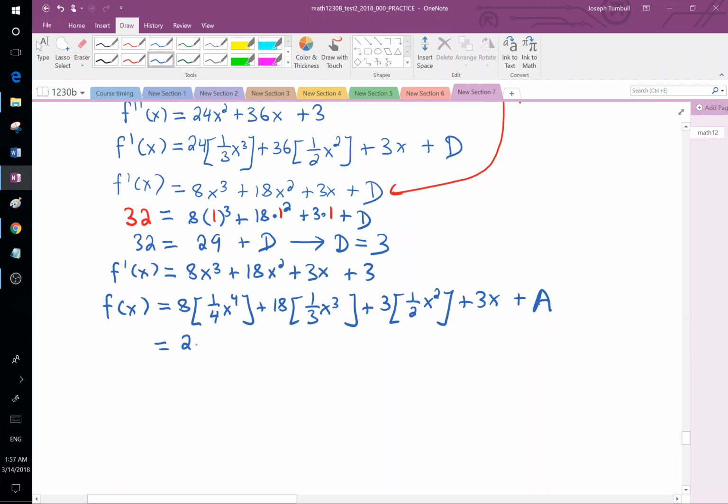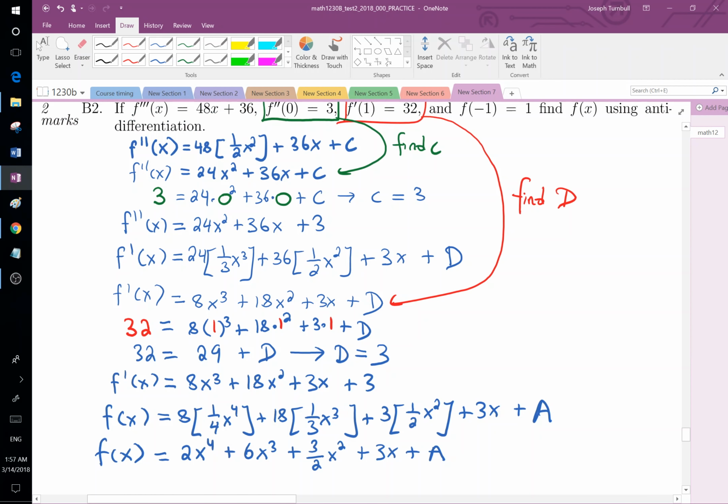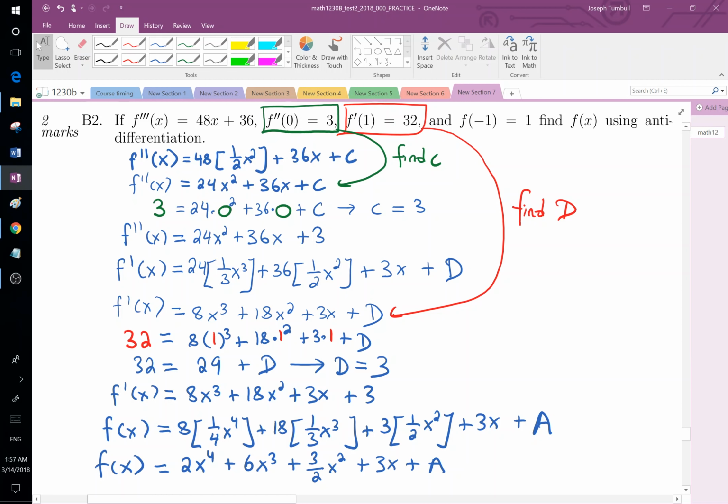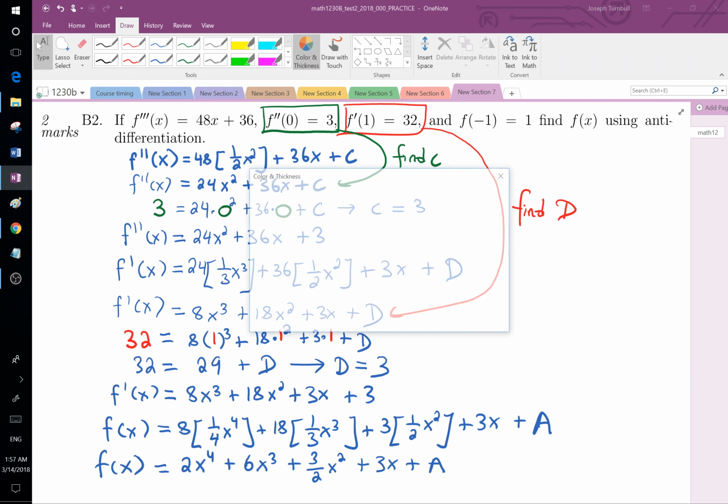8 over 4 is 2, 2x to the 4, plus 18 over 3 is 6, x to the 3, plus 3 over 2, x squared, sorry about the fraction, plus 3x plus a, and we have to find a. Thankfully we have one more condition. The question says f of negative 1 is equal to positive 1.